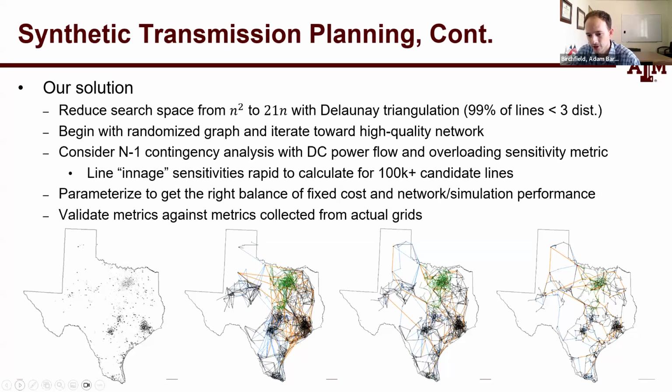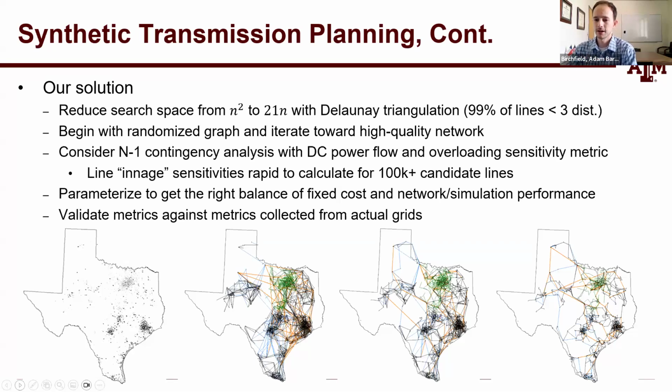We have an iterative process that starts from that initial condition and moves step by step into a higher quality network. As you can see, the second plot from the right would be after several rounds of iterations, and then the plot at the bottom right would be at the end of the methodology. This iterative process considers the n-1 contingency analysis as well as the graph theoretic and geographic constraints.